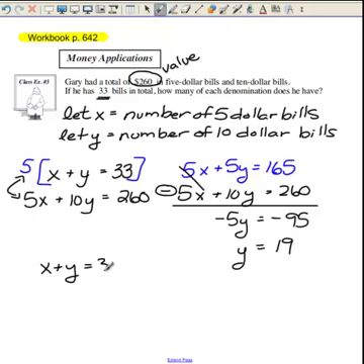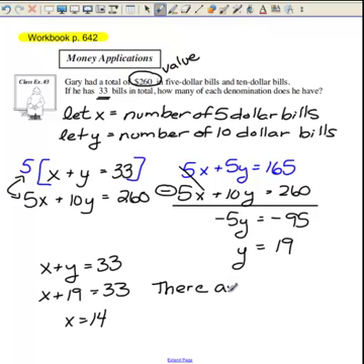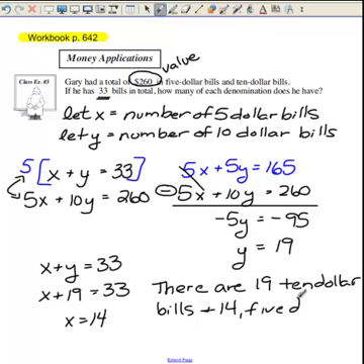And to solve the number of $5 bills I have, I'm just going to go back to my easier equation and go x plus 19 equals 33. So x is 14. There are 19 $10 bills and 14 $5 bills.